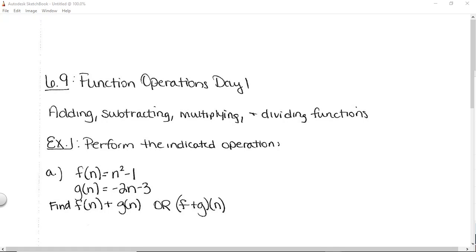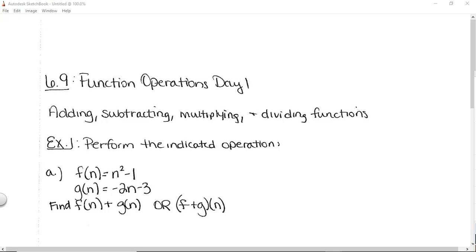Hello, algebra students. Today we're looking at section 6.9, which is function operations day 1. And we're going to be looking at adding, subtracting, multiplying, and dividing functions. So what does that mean to do these operations on functions?